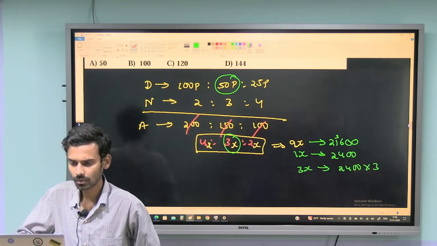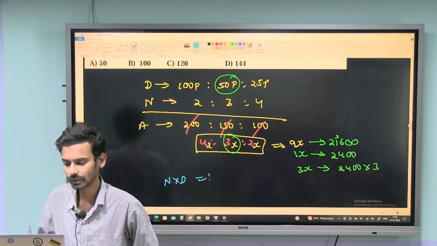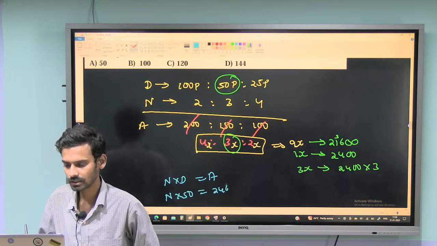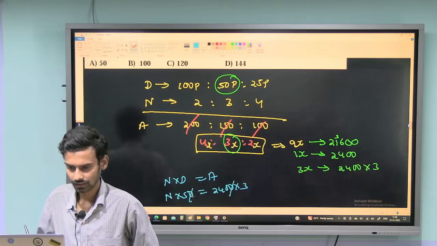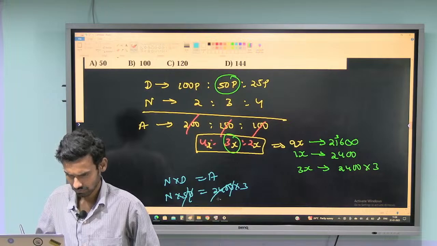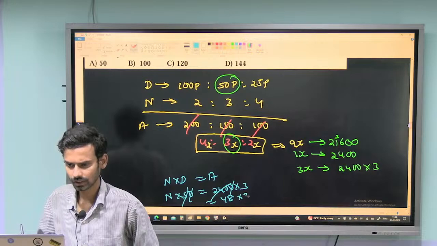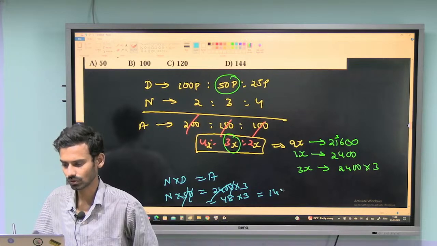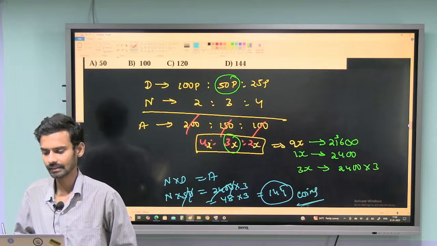Now I want the number of coins. So use the same formula. N into D will be equal to A. N is nothing but the number of coins, the number of 50 paisa coins. Denomination is 50 and amount is 2400 into 3. So cancel 0, 0 I can cancel. Then 48 into 3. So what is 48 into 3? 120 plus 24, answer is 144. So how many 50 paisa coins are there? 144 50 paisa coins will be there.